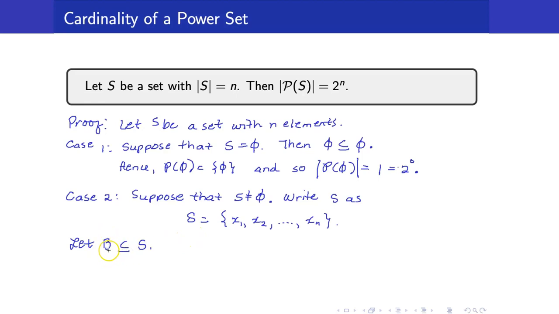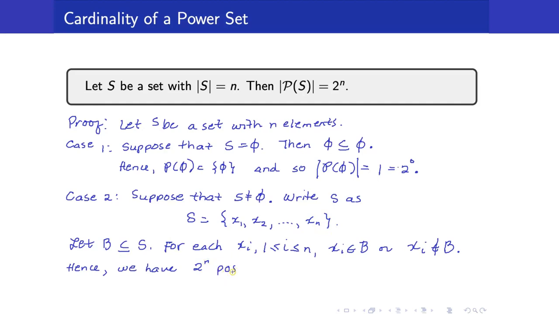Now, in order to determine how many such Bs are there, we just look at our elements, and it's either we get x1, we do not use x2, we get x3, and so on. So that means for each xi, it's either xi is in B or xi is not in B. So hence, how many such possible Bs are there? You have 2 options for each one. So therefore, we have 2 raised to the n possible such subsets. Therefore, the cardinality of the power set of S is equal to 2 raised to the n.